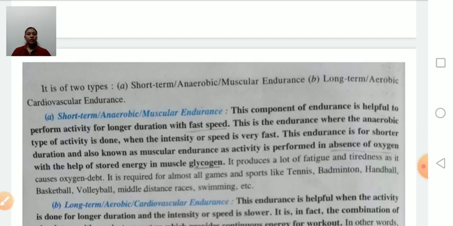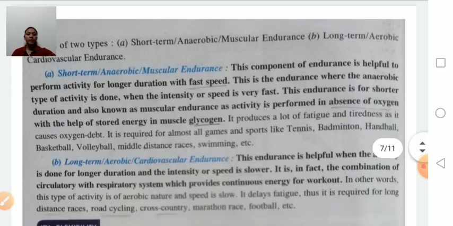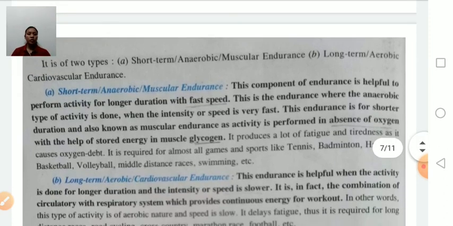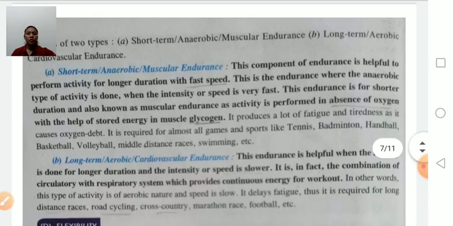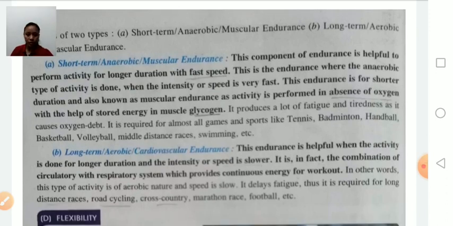Types of endurance. There are two types of endurance: short term endurance and long term endurance. Short term endurance is also known as anaerobic endurance or muscular endurance. This component of endurance is helpful to perform activity for a short duration with fast speed.